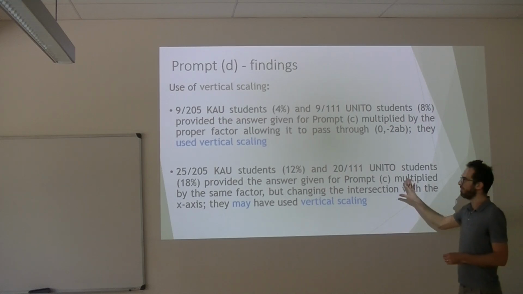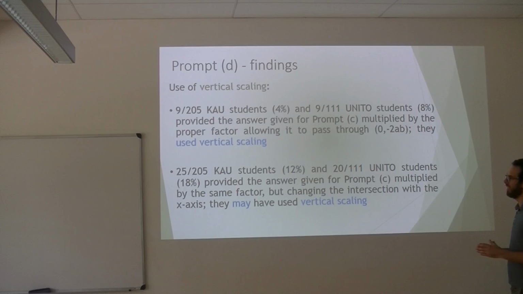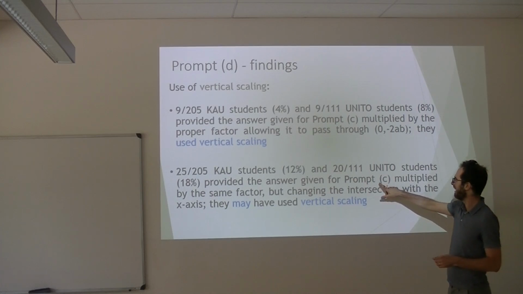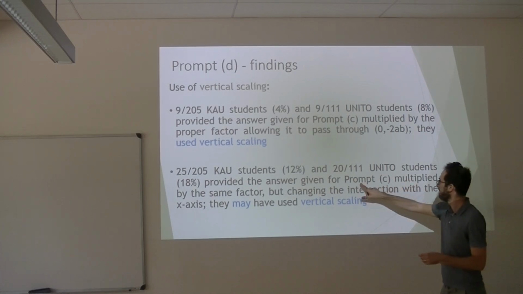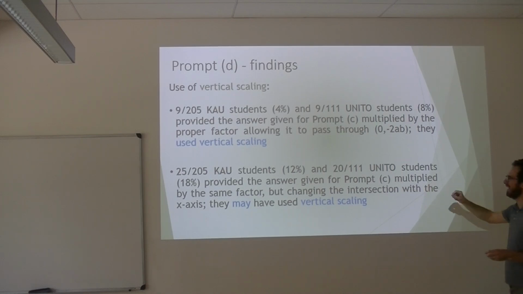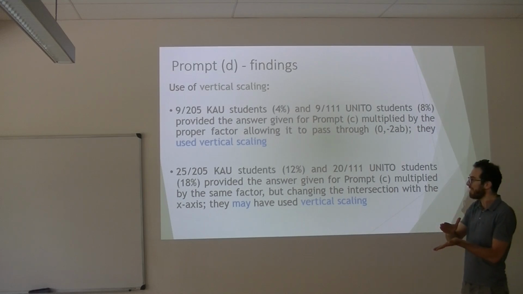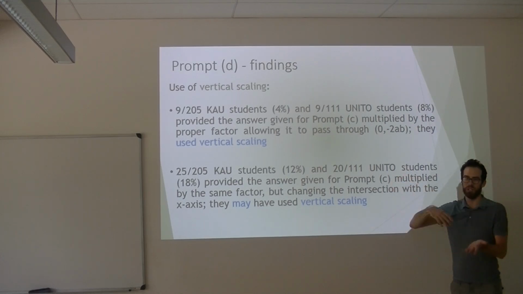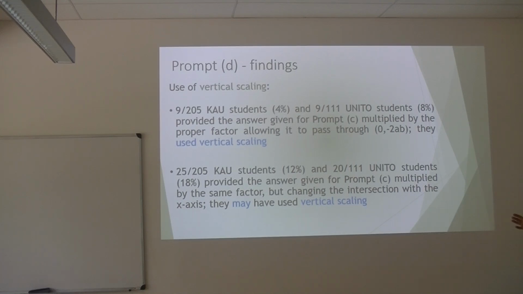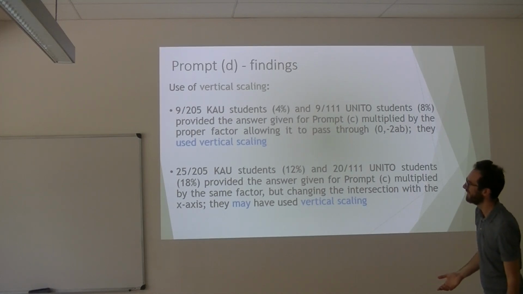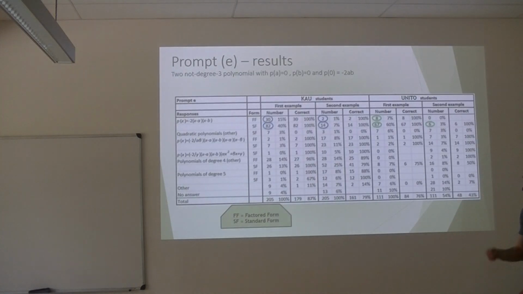And also we have other hypotheses, let's say, of having used vertical scaling. For example, when the answer given in prompt C was multiplied by the same factor, let me remember, but changing, okay, only the intersection with the x-axis. So they may have used the vertical scaling because it's the same answer with just this factor more. We are not sure of it, of course. We have this adjustment from the researcher point of view. Okay. And the last item, this was also done.